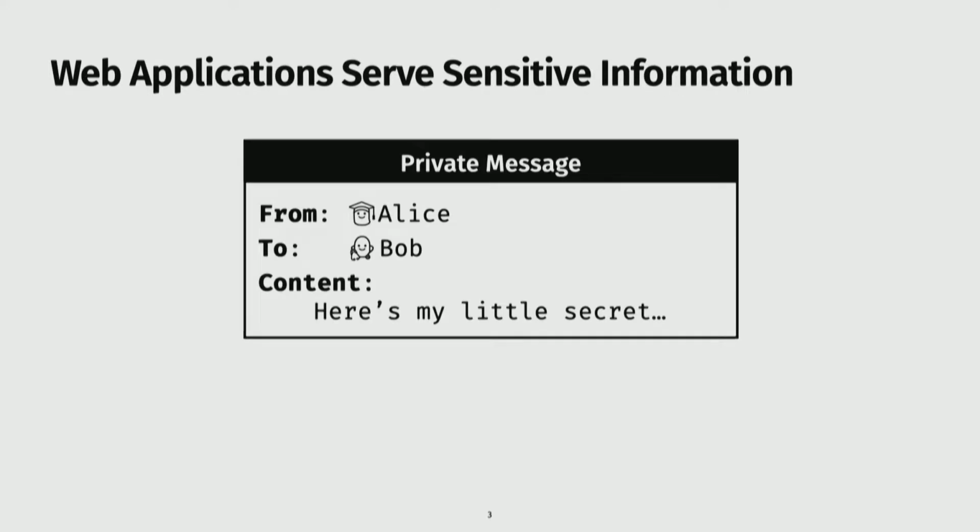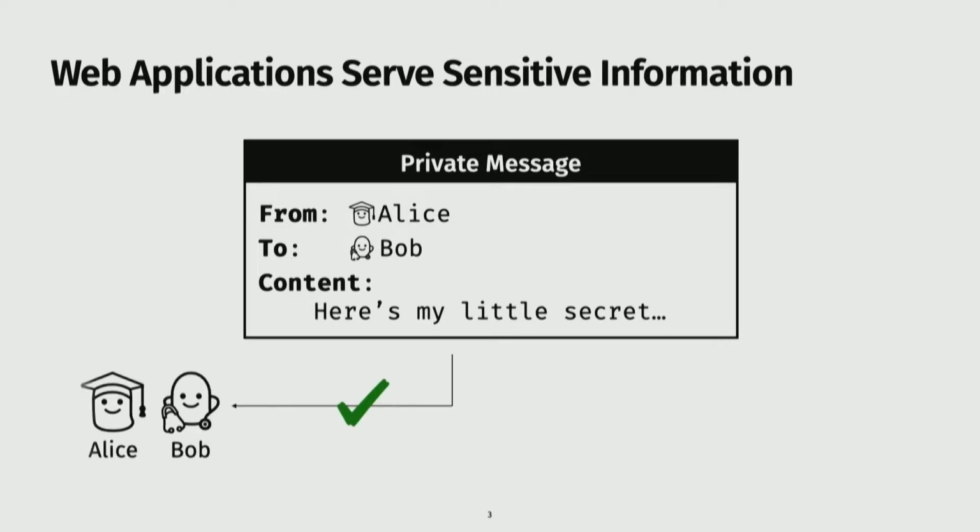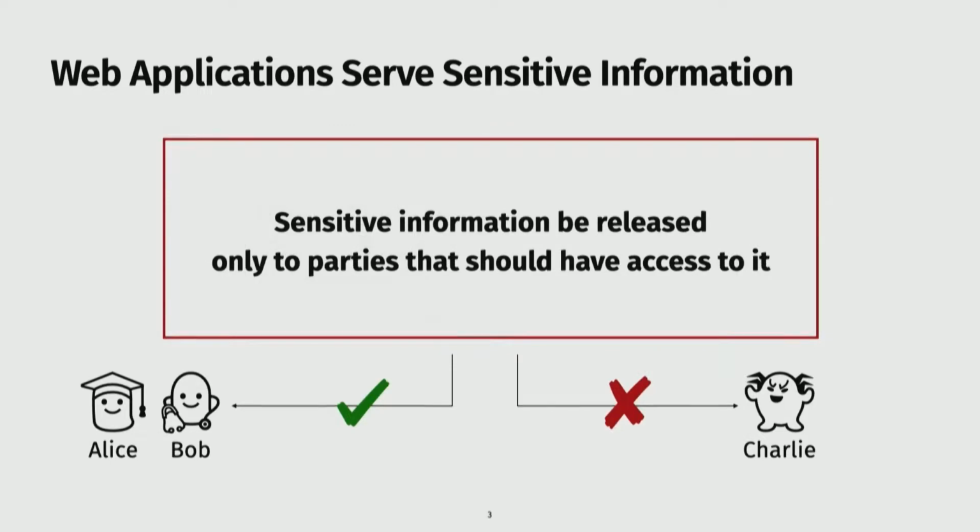For example, on a social network, Alice might send Bob a private message whose contents should be visible only to the participants, Alice and Bob, but not to anyone else, like Charlie. And so an important concern is to make sure that sensitive information be disclosed only to parties that should have access to it.